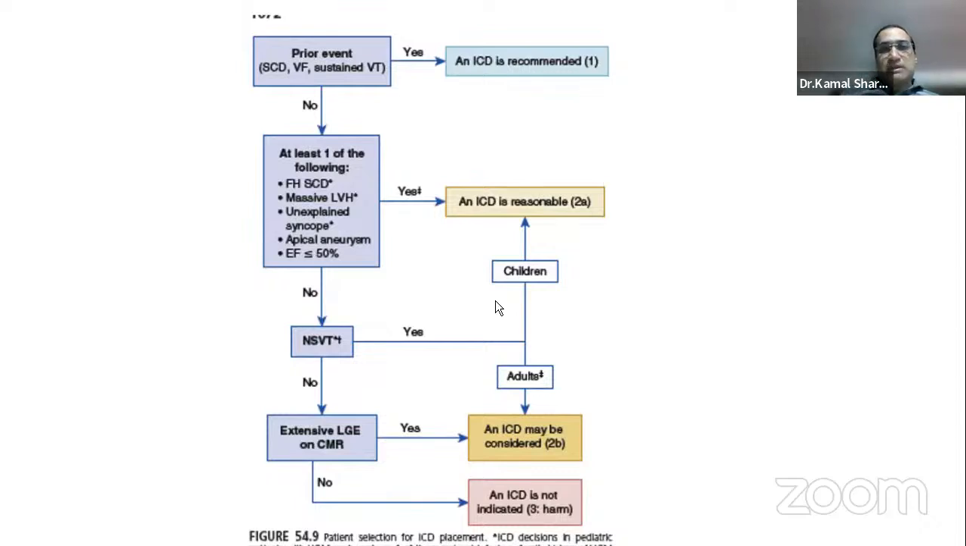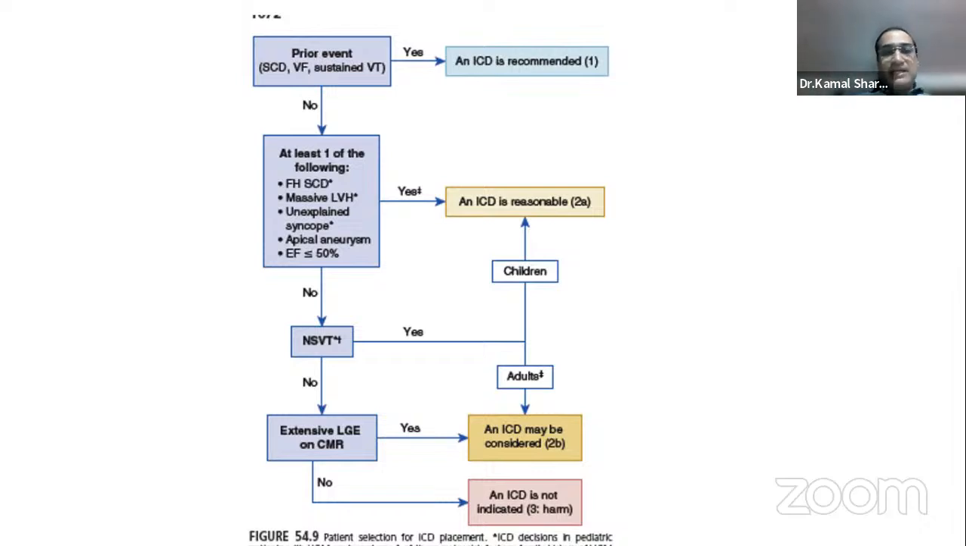The other thing is to whom to put in an ICD. So an ICD is to be put in all patients if there is a prior event. If somebody is a sudden cardiac death survivor, who had a documented VT or sustained VT, you must put an ICD. At least one of the following is important: a family history of SCD, massive left ventricular hypertrophy where the thickness is more than 30 mm, unexplained syncope, apical aneurysms, EF less than 50%. All these would qualify. If any one of them is present, then it is reasonable to put an ICD.